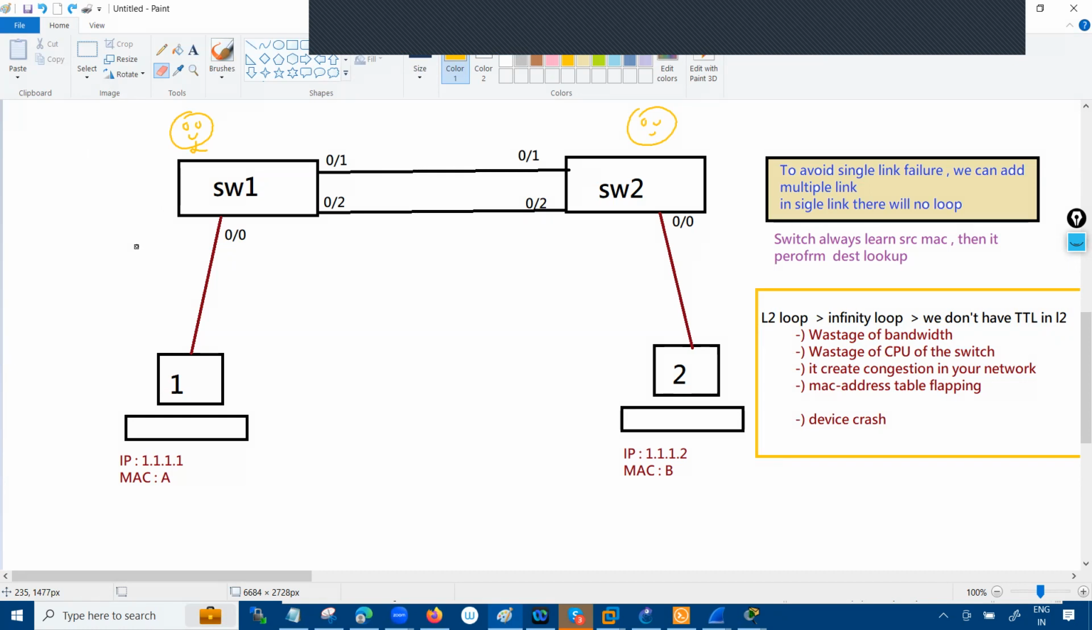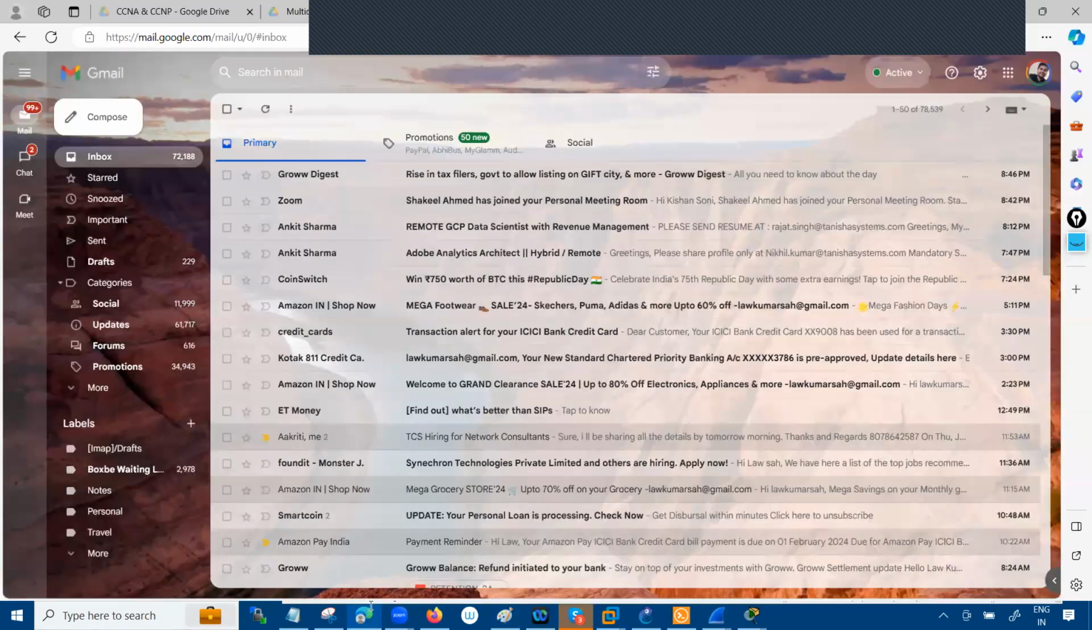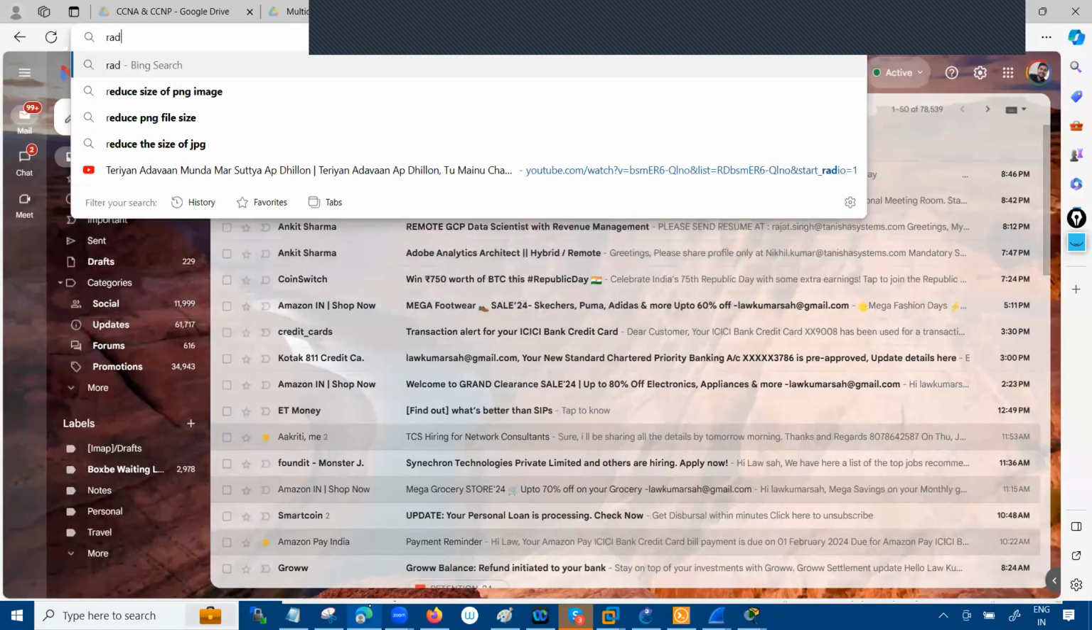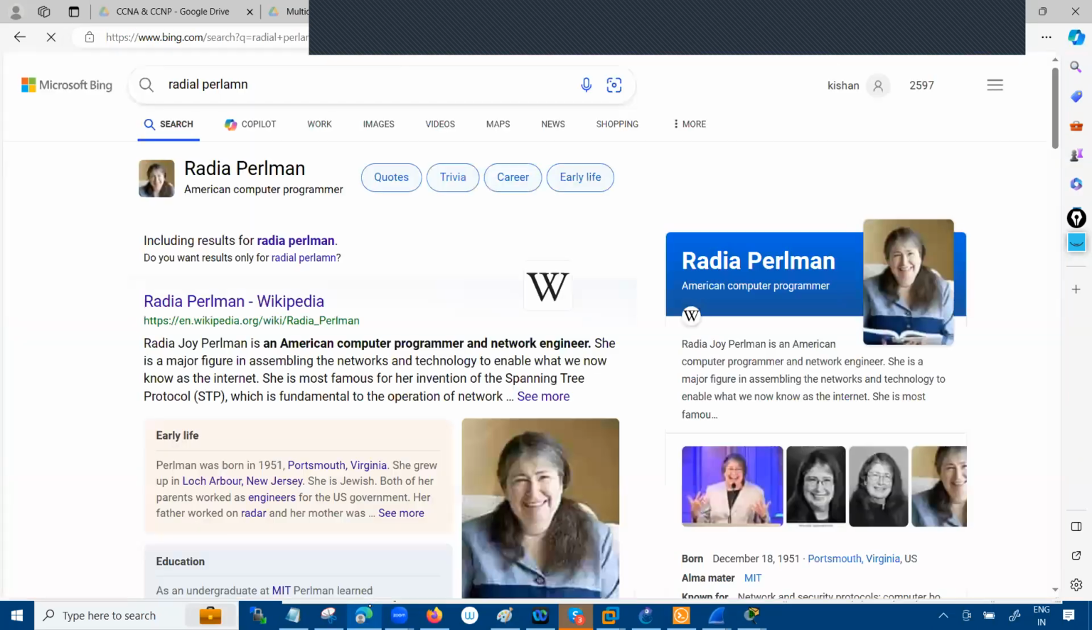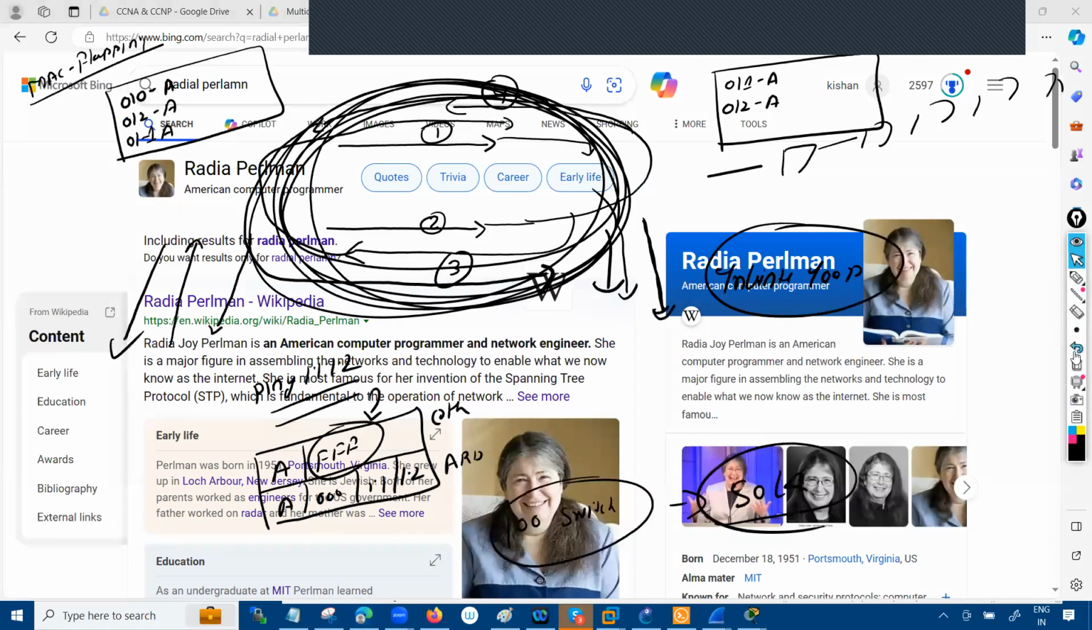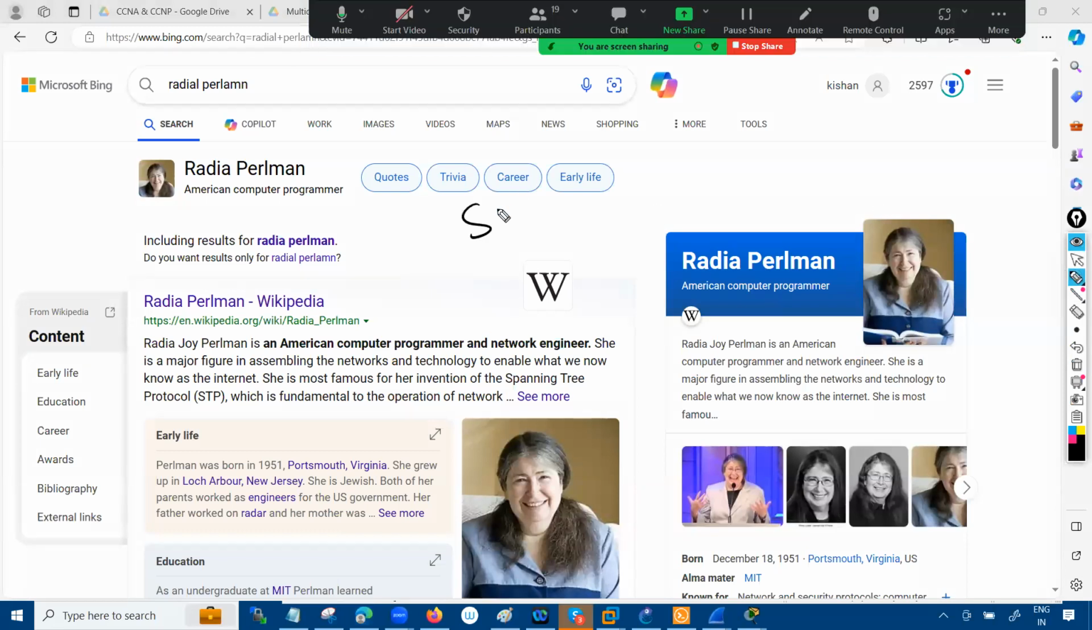So to avoid this problem, there was a girl who came into the picture and said, hey, let me do one thing for you guys. She introduced the protocol known as spanning tree. She was an engineer, a computer programmer. She introduced the protocol known as Spanning Tree Protocol. And she said, okay, let me introduce this.